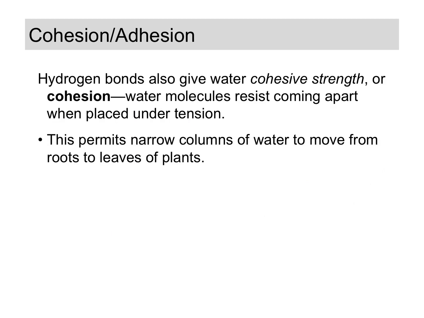Hydrogen bonds also give water cohesive strength, or cohesion. Water molecules resist coming apart when placed under tension. This permits narrow columns of water to move from roots to the leaves of plants. So the property of cohesion and adhesion you can think of as a property where water is sticky or will interact with other molecules. The difference between cohesion and adhesion is what it is sticking to.